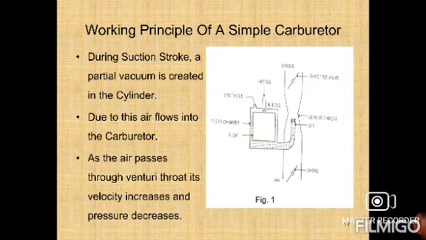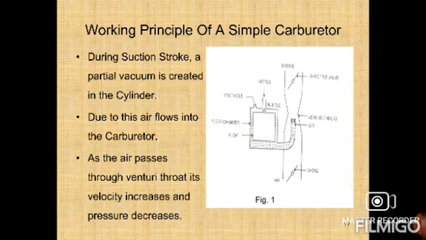During the suction stroke, a partial vacuum is created inside the engine cylinder, and due to this, air flows into the carburetor, which is directly connected to the engine cylinder. As the air passes through the venturi throat, its velocity increases and pressure decreases.